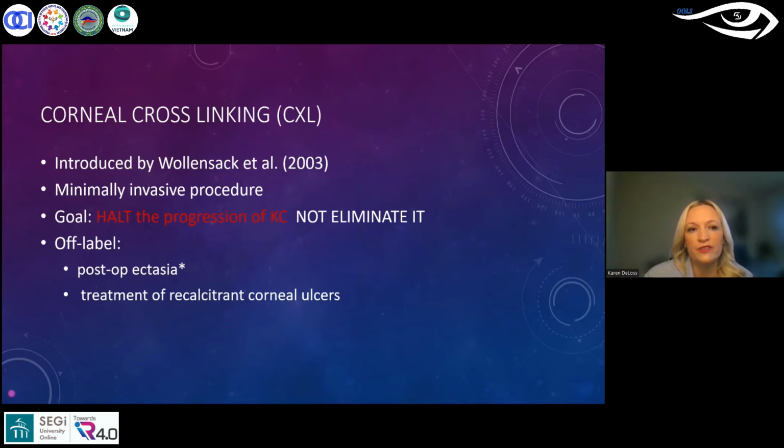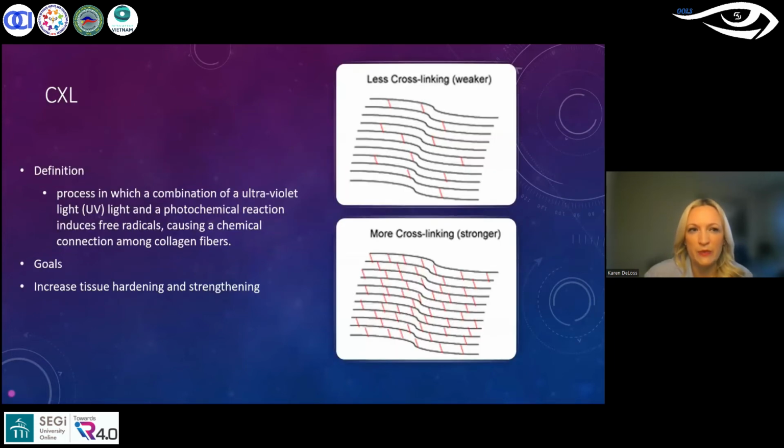There are off-label uses of cross-linking for post-op ectasia and treatment of ulcers. Ectasia at the University of Michigan, we do use it, but I don't think I've seen it used yet for corneal ulcers or scarring. So what's the concept behind cross-linking? You're using ultraviolet light and riboflavin, which is placed on the cornea. It causes a cross-linking, an increase in covalent bonds. And with the tighter bonds, you have a stronger tissue, so it's less resistant to break down over time.